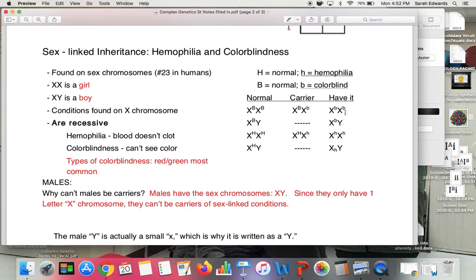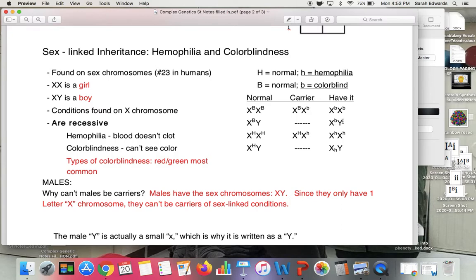So for girls, for us to go colorblind, both our parents have to give it to us. We can be a carrier. This girl right here is X big B, so she's a normal color vision person, not colorblind. This little b here, though, she's a carrier. So she's not colorblind, but she can pass colorblindness on to her babies. Now, this guy over here, X little b Y, little b means he's colorblind. This is a colorblind male.